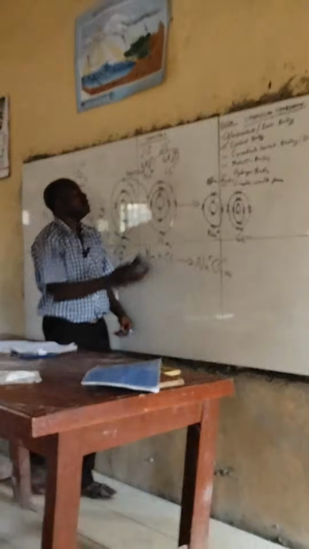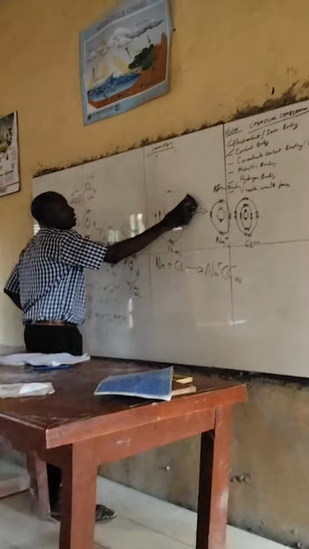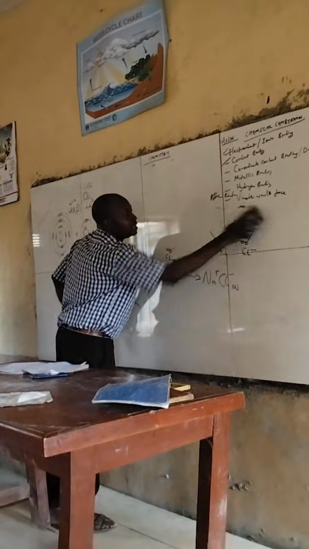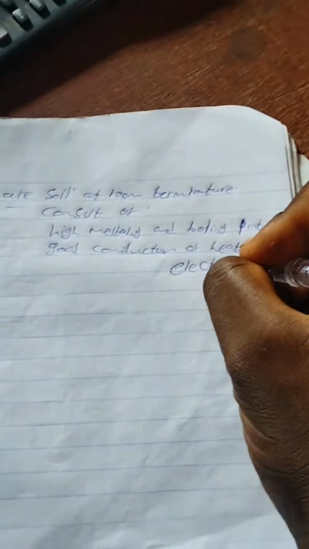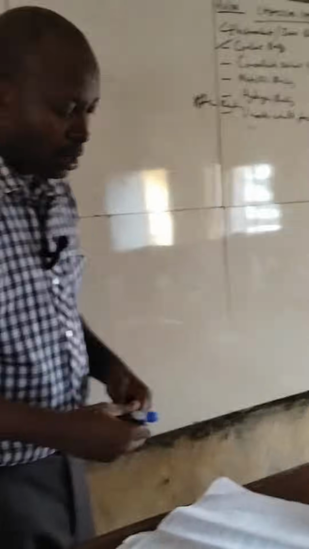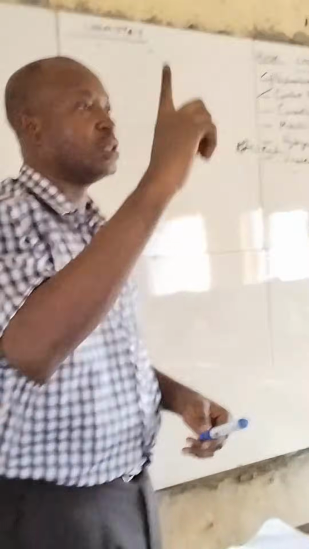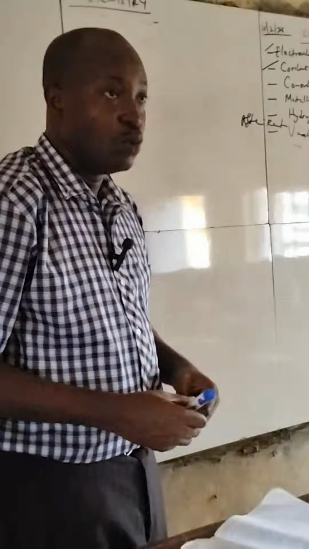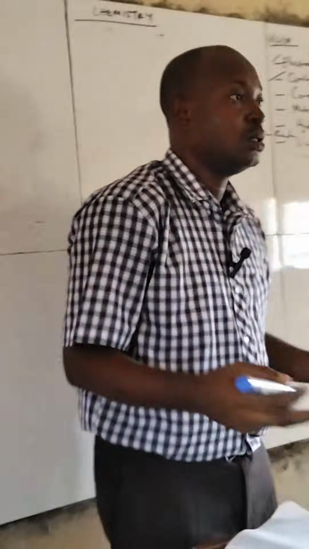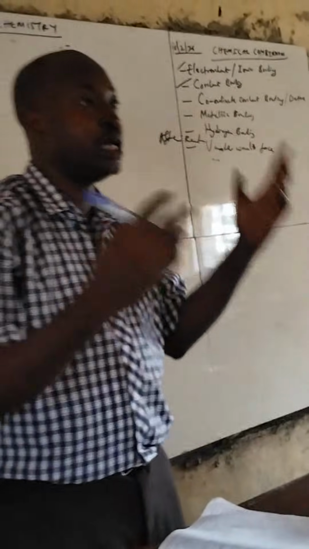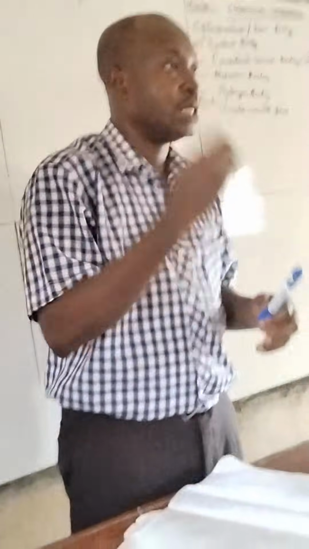Let's talk about covalent bonding. This type of bonding involves the sharing of electrons, not transferring like the electrovalent bond. A covalent bond consists of a pair of electrons shared between the two atoms involved. A lone pair of electrons will be shared among the atoms involved.